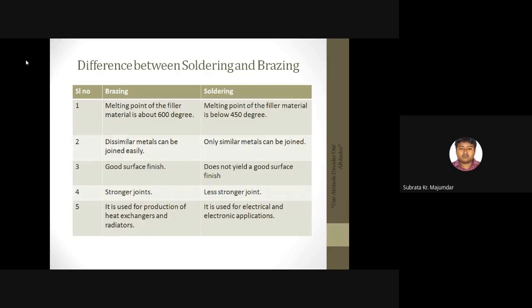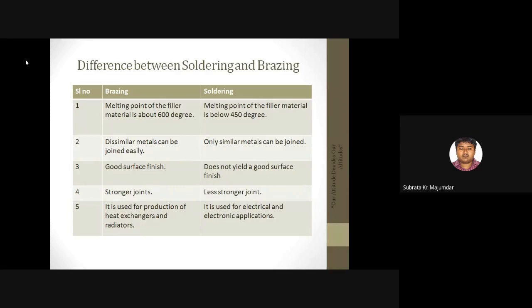And finally, last one: brazing is used for the production of heat exchangers and radiators, but soldering can be used for electrical and electronic applications. That is the difference in application area. Basically, brazing we can use for heat exchangers, radiators, etc. But soldering can be used for electrical and electronic appliances or application areas.